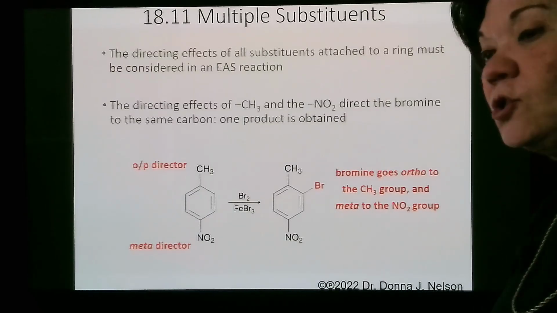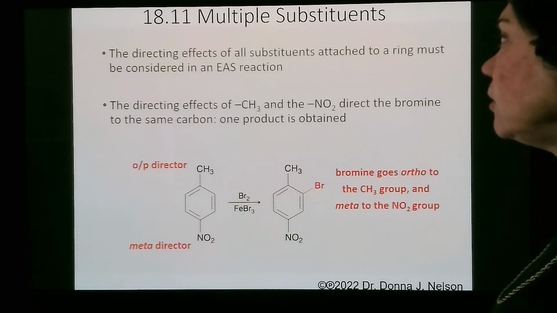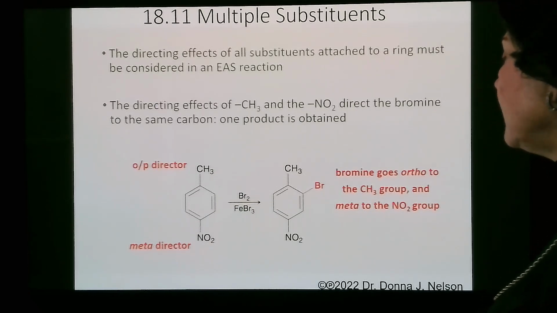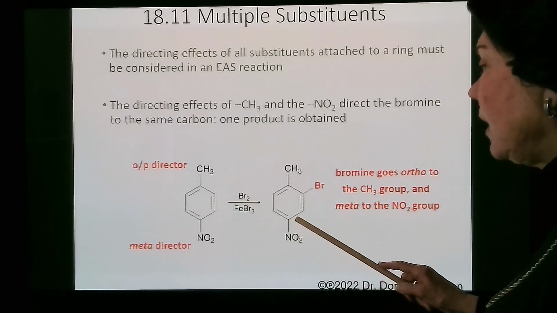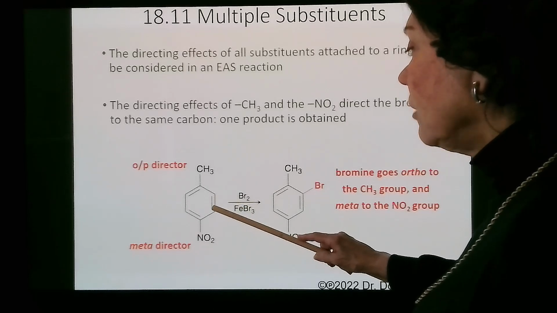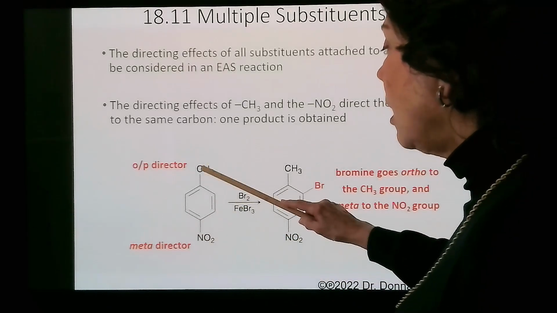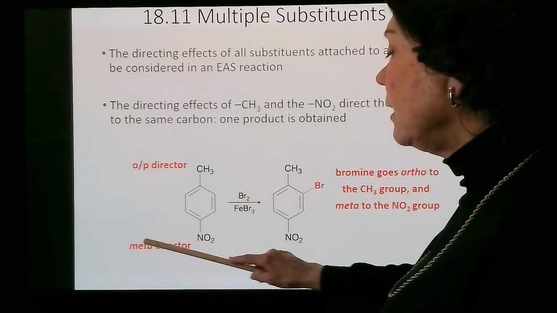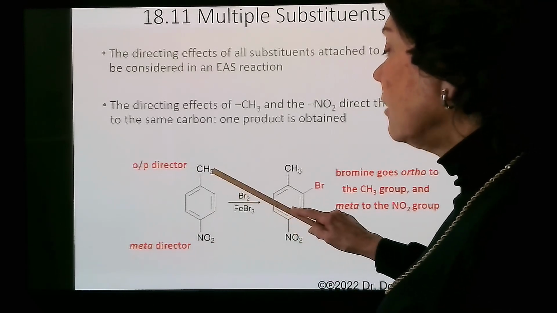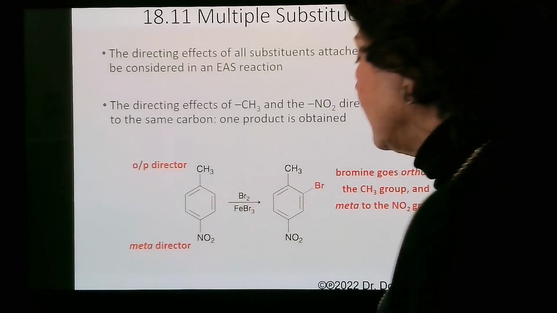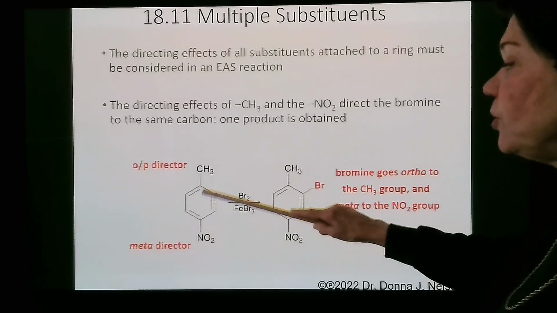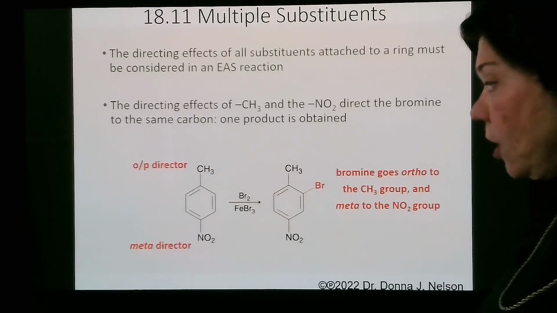Now, sometimes you'll want to do multiple substitutions. So let's look at this case in which you have nitrotoluene. Nitro is a meta-director, as you just saw. The alkyl group is an ortho-para director. In this case, the directing effects of the substituents reinforce each other.